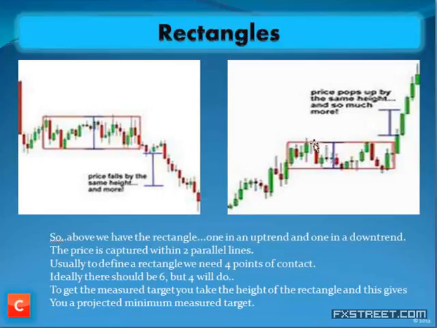Now, a minimum objective would be the height of the rectangle. There you go. Now, a lot of analysts, me included, do the length of the rectangle as well. Okay? So you have a minimum objective. You take your profits at the minimum objective. You wait and see if it pulls back to the top of the rectangle, and then you can buy again. Okay? And that's how we do it.